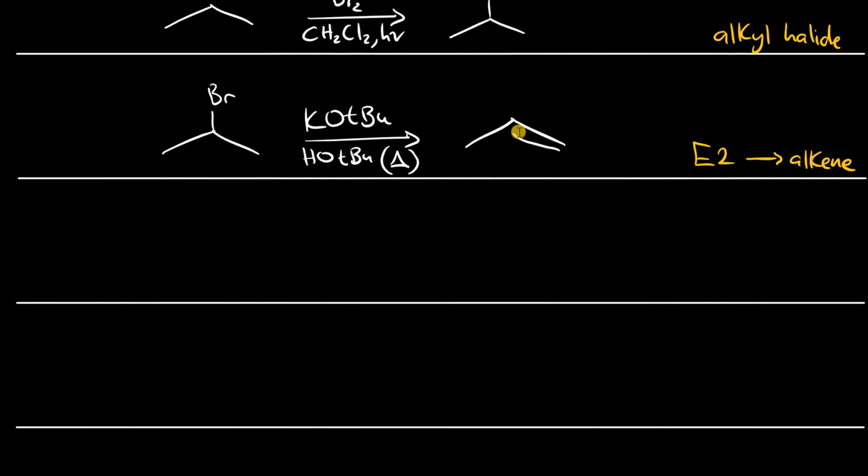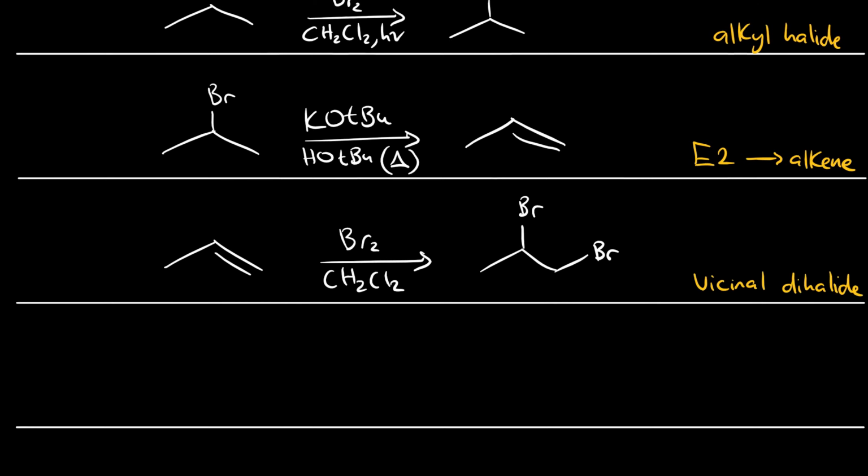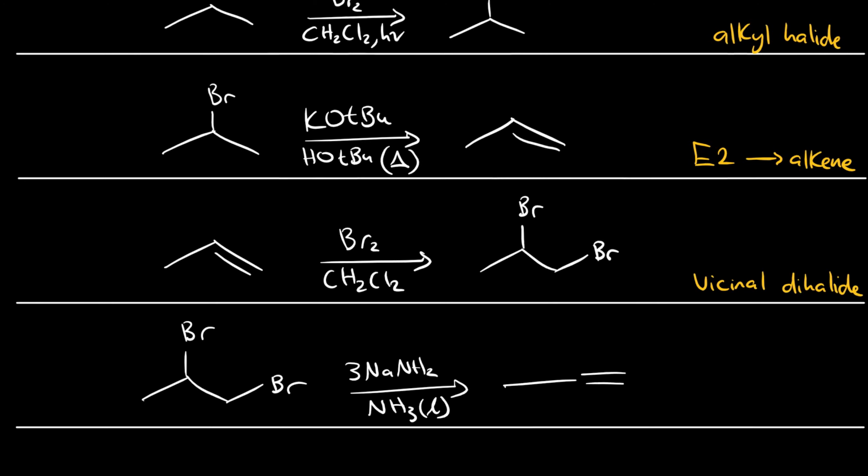Now that we have an alkene, one of the most versatile substrates, we can now form the alkynyl anion. We'll carry out a halogenation and then doubly eliminate it to form the nucleophile. So I take propene, react it with Br2, dichloromethane, and I form my vicinal dihalide. And with the dihalide, I bring in 3 moles of sodium amide base, dissolved in liquid ammonia, and I get my 3-carbon alkynyl anion.